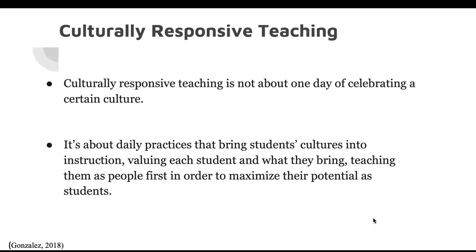Culturally responsive teaching is really about being culturally responsive. It's not about just one day of celebrating a certain culture. You're not just going to welcome your students on the first day of school, and then for the rest of the school year, you don't embrace them, you don't really ask them about their cultures anymore. So you really want to continue that every day. It's a daily practice that brings students' culture into instruction, valuing each student and what they bring into your classroom, and teaching them as people in order to maximize their potential as your students.